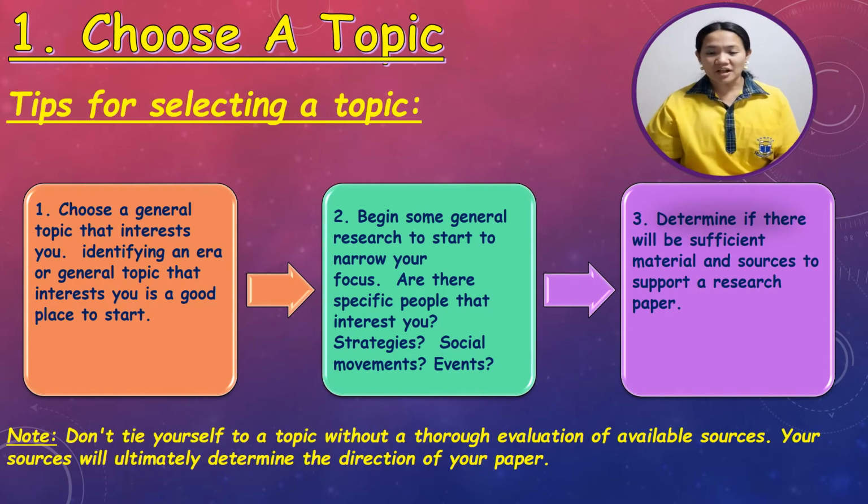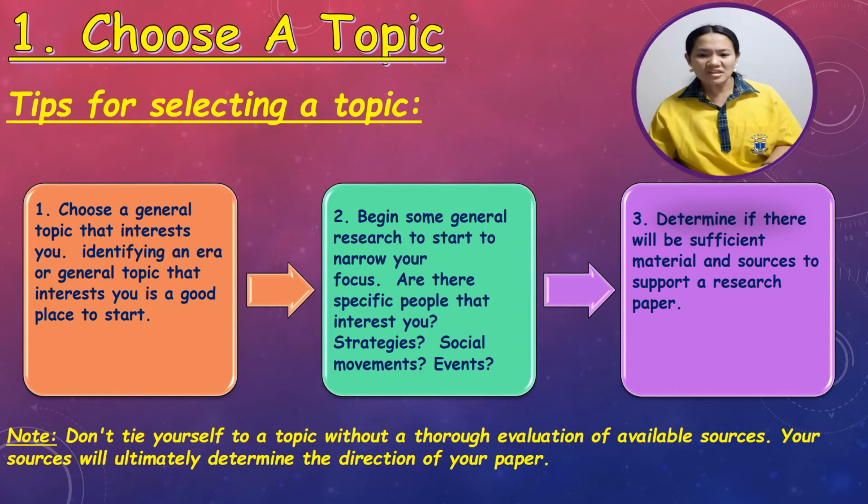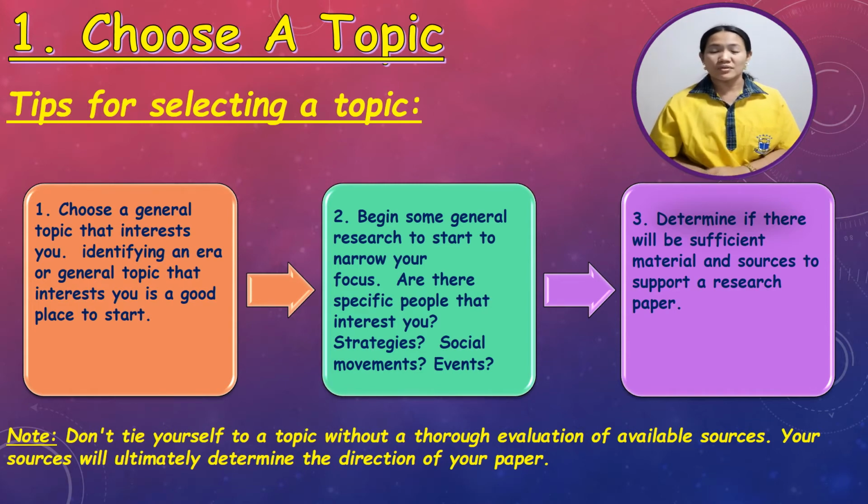So number one historical method is choosing a topic. In choosing a topic, I have here tips for selecting a topic. There are so many tips in selecting a topic, but I only chose these three basic tips so that it will be easier for you to choose a topic for your research. Number one is choose a general topic that interests you, something that you really like. Number two, begin some general research to start to narrow your focus. Are there specific people that interest you? Strategies, social movements, or events? So you can start from there.